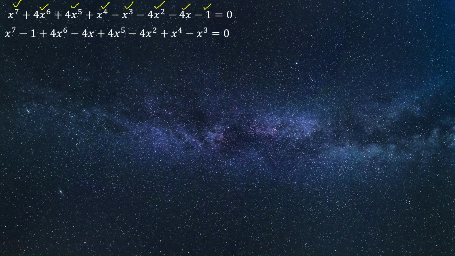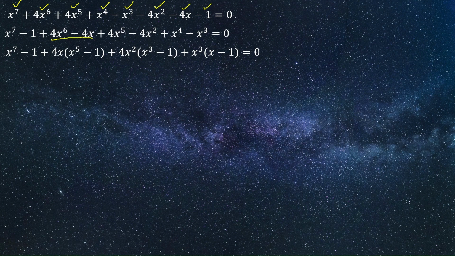We further arrange it and write it as x^7 - 1 plus. Here we have taken 4x common from 4x^6 - 4x, 4x^2 common from 4x^5 - 4x^2, and x^3 common from x^4 - x^3. Now we shall factorize x^7 - 1, x^5 - 1, x^3 - 1.